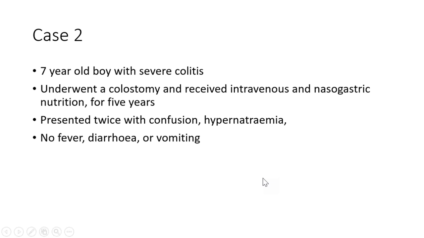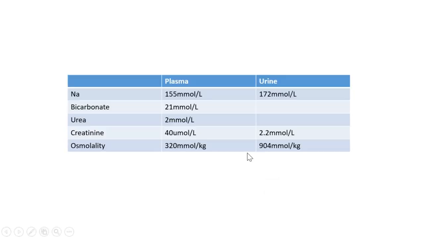So this is a case of a seven-year-old boy with severe colitis. He underwent a colostomy and received intravenous and nasogastric nutrition for 5 years. He presented twice with confusion, hypernatremia, but no fever, diarrhea, or vomiting. And this is this young man's biochemistry. You can probably agree that quite similar bloods, you can see that the sodium is 155 millimoles per liter, the previous one was 160 something, and the osmolality is similarly high, approximately 320 millimoles per liter.